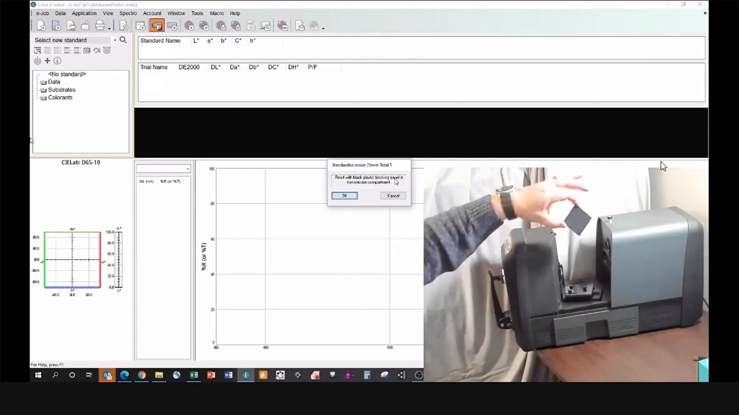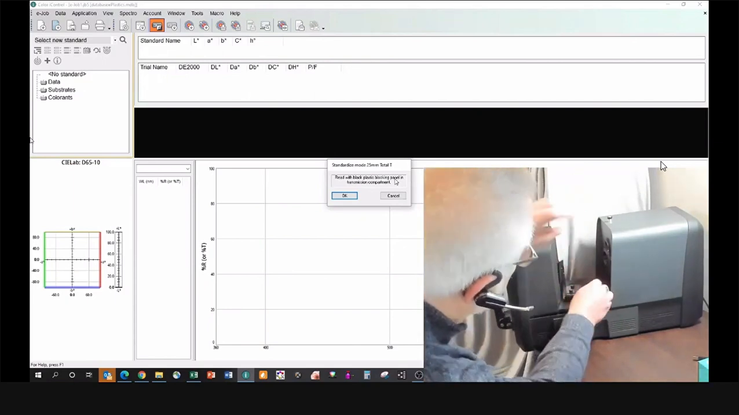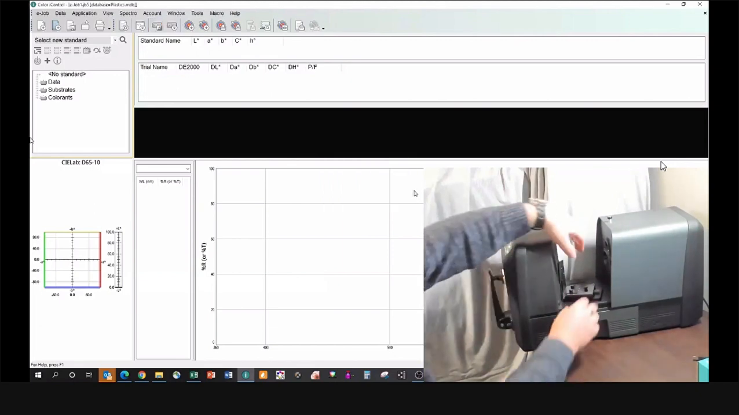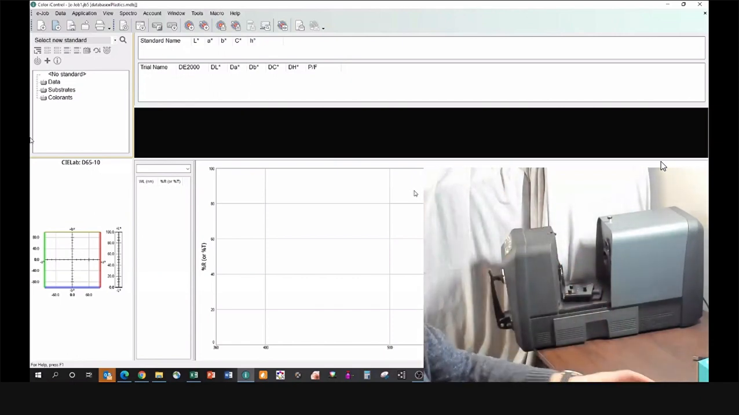Okay, it's doing some calibration on the device. So that's how you position the black backing or blocking. Okay, we call it blocking.